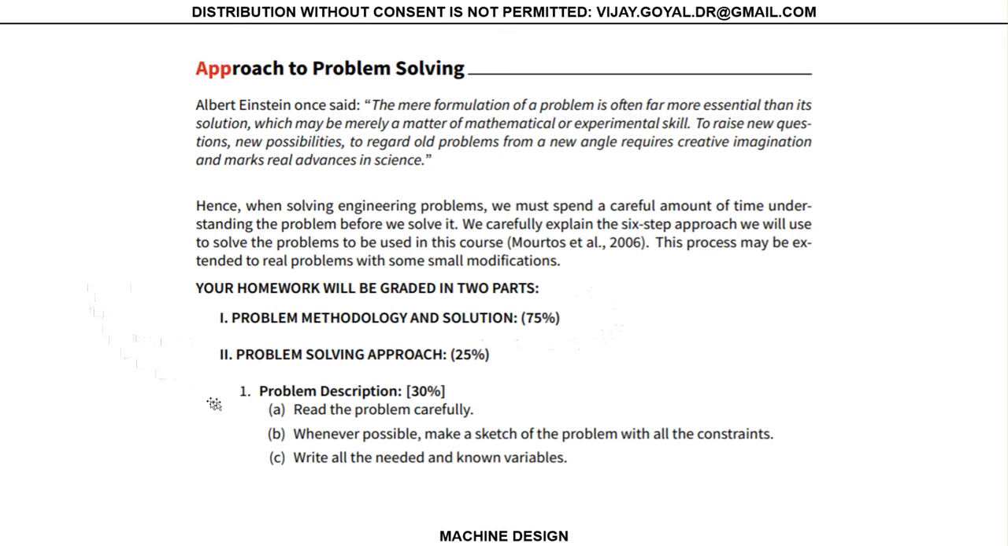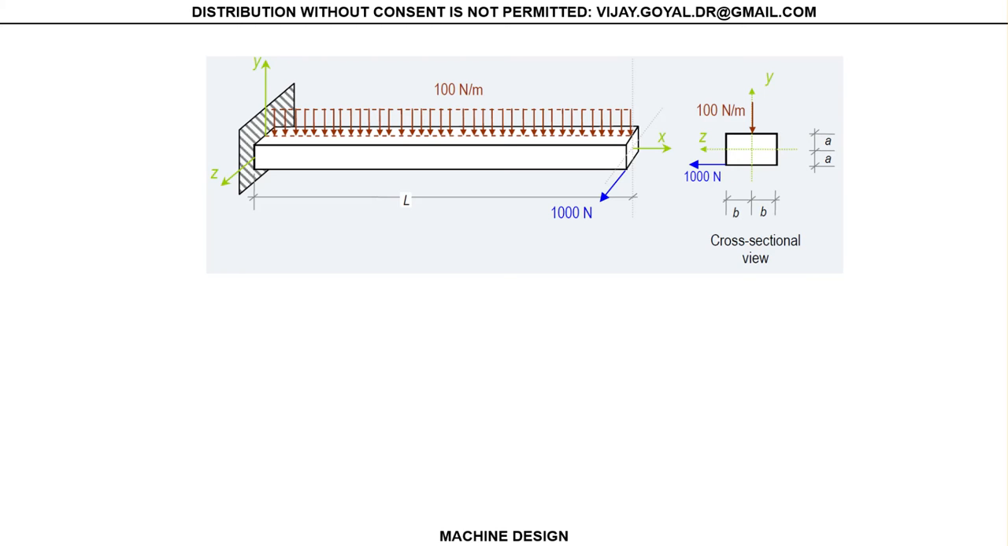So let's consider this. The first thing is we want to solve the problem. We want the problem description. We want to read the problem carefully, do a sketch if we need to, and give all the variables. For an example, let's use this case. This is one of the examples that we covered in class. So let's suppose we want to just solve this.